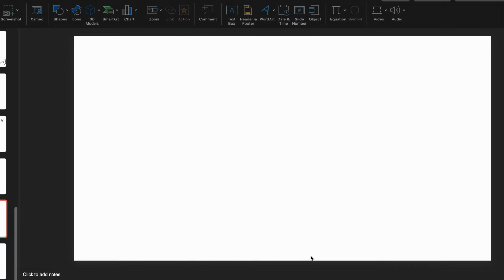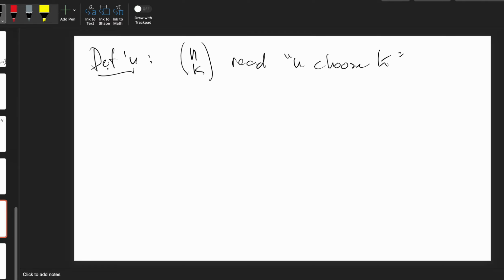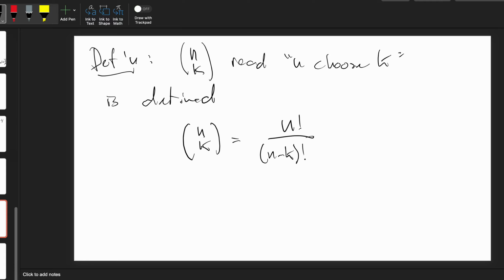Okay, so I just want to briefly mention the binomial theorem, but before I do that, we have to talk about a definition. Definition: n choose k is defined as n factorial all over n minus k factorial times k factorial. Okay, what is this useful for?